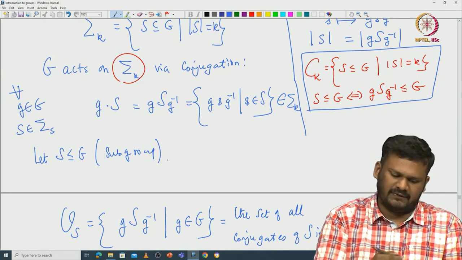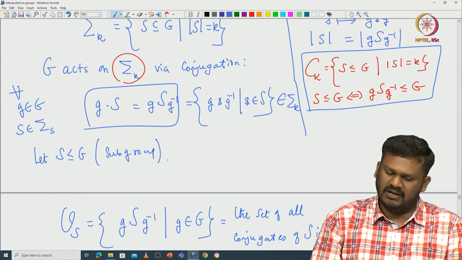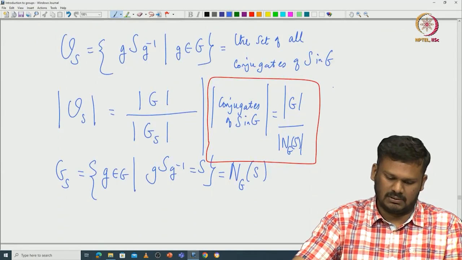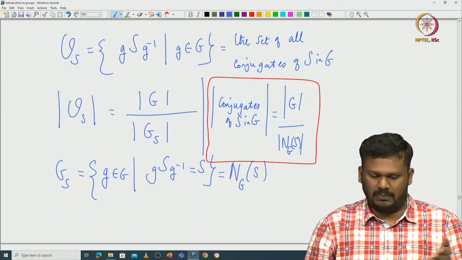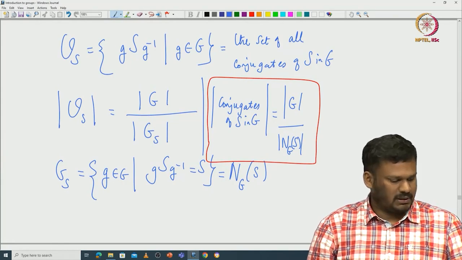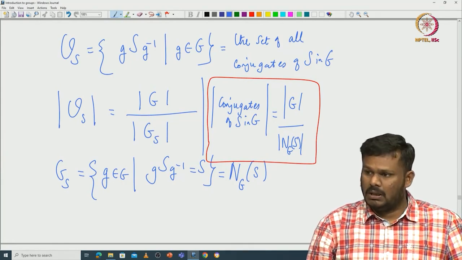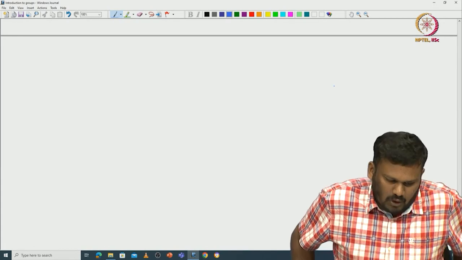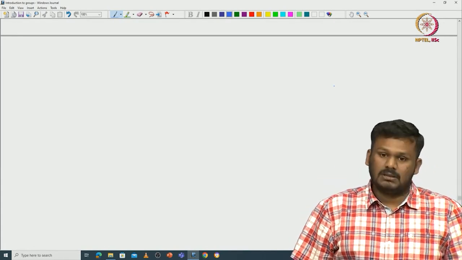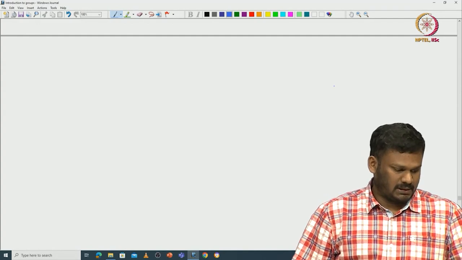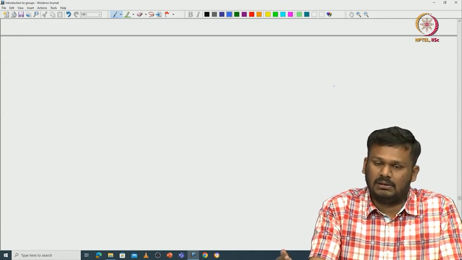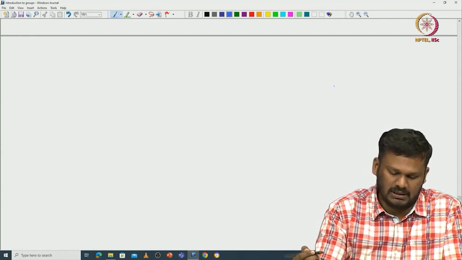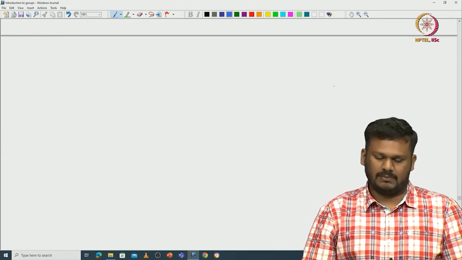You can directly define the same formula and verify that it is the action of G on CK, and similar stories can be verified: what the orbit is, what the stabilizer is, and so on. So, I will give you one more important application of the orbit stabilizer theorem. One can use it sometimes to calculate the order of a group. That is a very interesting application, so let us try to do it in a particular example.